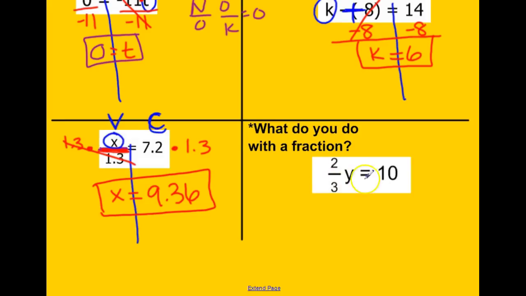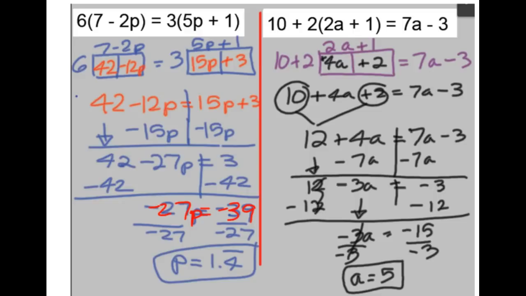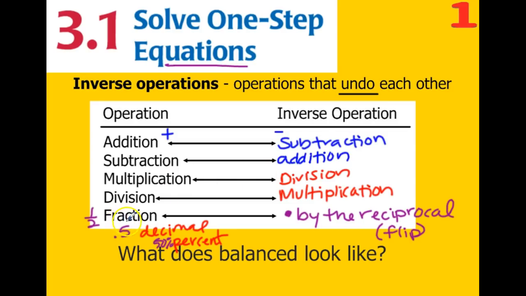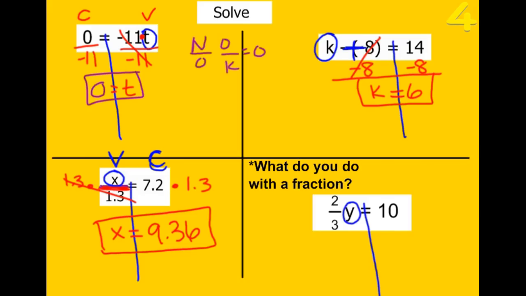Alright, last on this slide, draw your line. We want to get the y all by itself. Now this one's a fraction. To undo a fraction, if we look back at our first slide, the opposite of a fraction is going to be multiplying by the reciprocal. We're multiplying by the fraction that's flipped. So here we have 2 over 3, so we're going to multiply by the reciprocal. Instead of 2 over 3, it's going to be 3 over 2. So we're going to multiply by 3 over 2 on both sides.